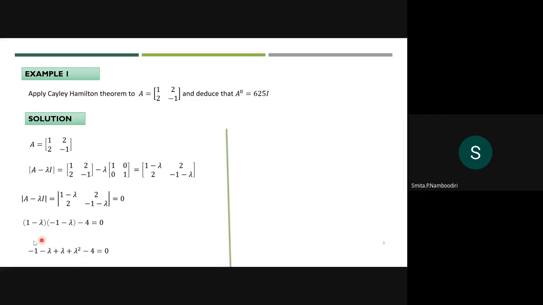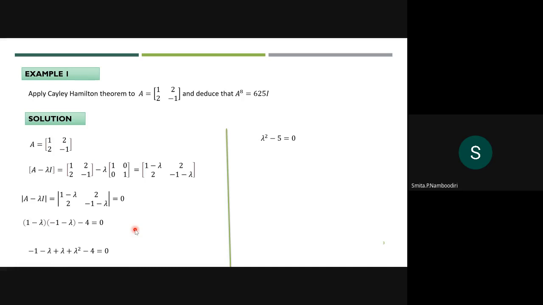So what do we get? Just open this bracket. 1 into minus 1 is minus 1. 1 into minus lambda is minus lambda. Minus lambda into minus 1, that is plus lambda. And minus lambda into minus lambda, which is lambda squared, minus 4 equal to 0. Just opening the bracket. Simplify this again. So we have lambda squared. This lambda and lambda will get cancelled. Minus 5 equal to 0. So we have the characteristic equation as lambda square minus 5 equal to 0.